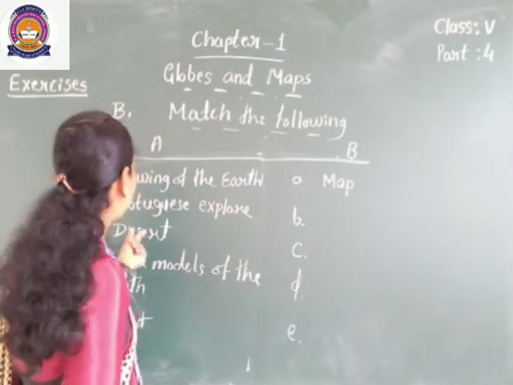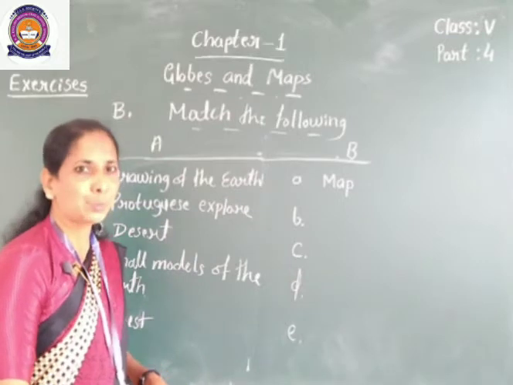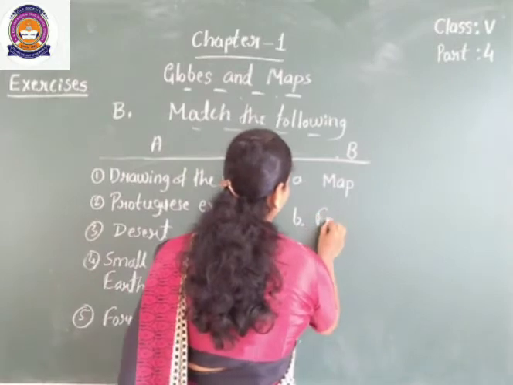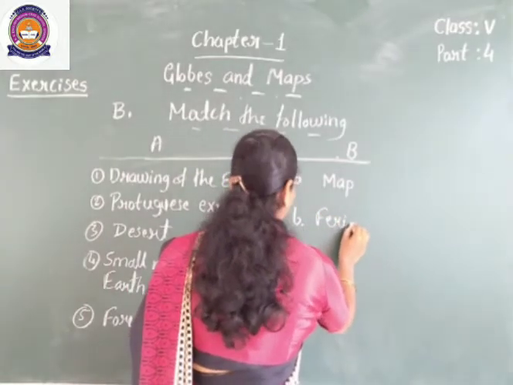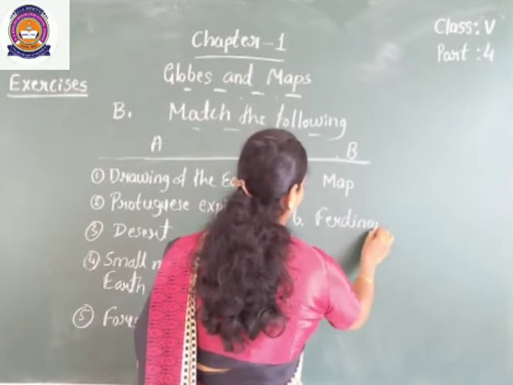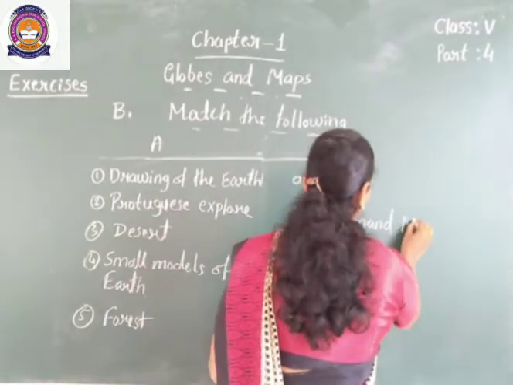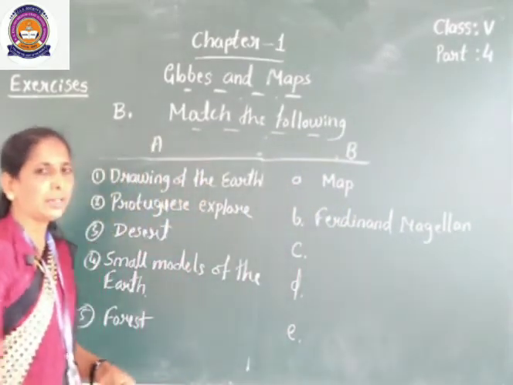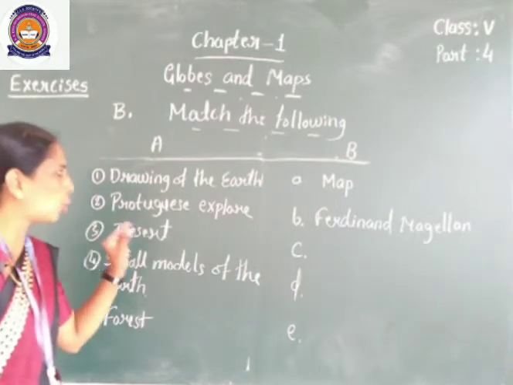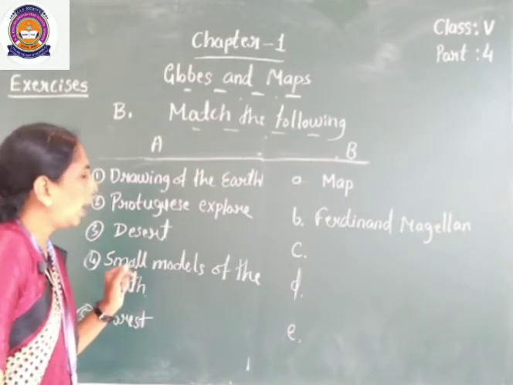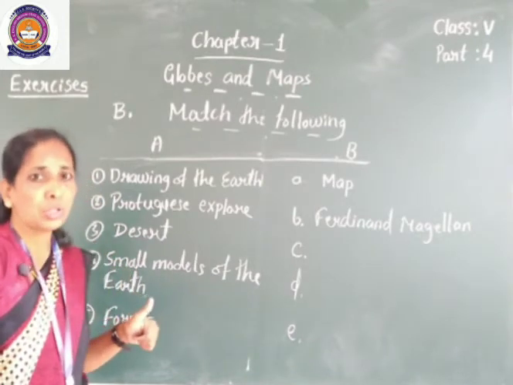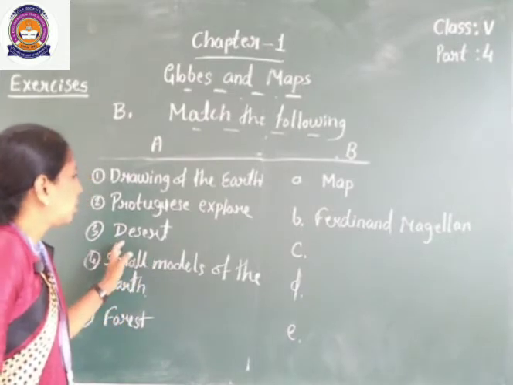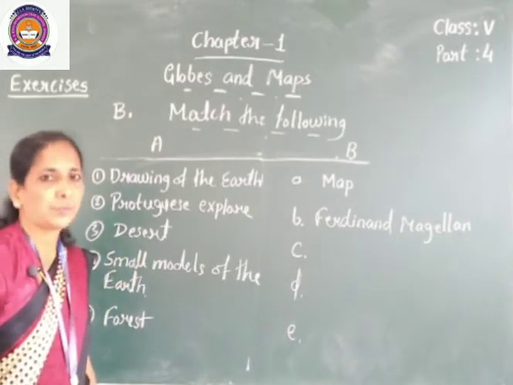And the second question is here, Portuguese explorer. So Portuguese explorer, Ferdinand Magellan. Ferdinand Magellan was the Portuguese explorer, okay, and he found out the earth was round, means the earth is round.